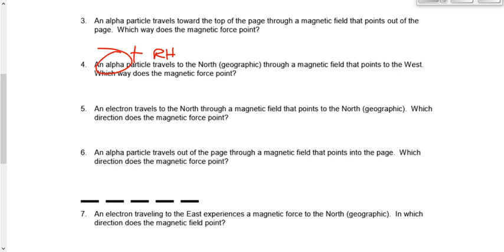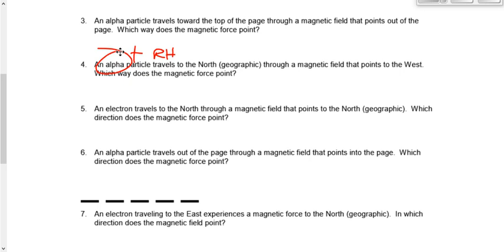Travels to the north through a magnetic field that points to the west, which way does the magnetic force point? Remember yesterday we said we're not going to lose any sleep over trying to figure out which way is actually north from us. We know that truly this is north, or geographic north, and this is south, this is west, this is east. But if we're in a room where we can't see out the windows and we get turned around and we don't know which way is really north, it doesn't really matter as long as we say that west is to the right of north and east is to the left of north, right?